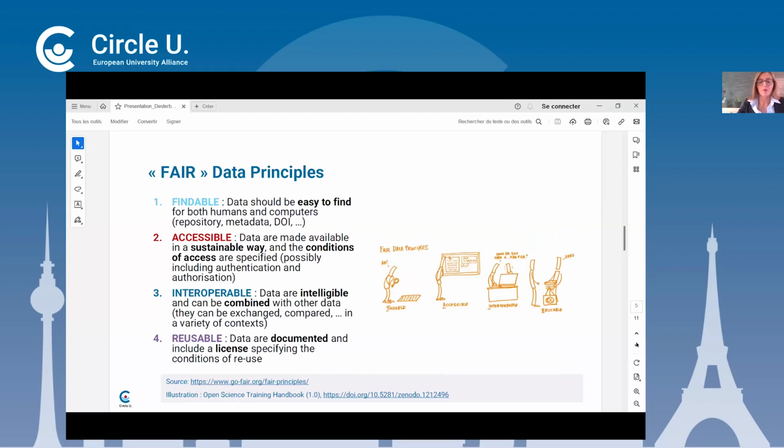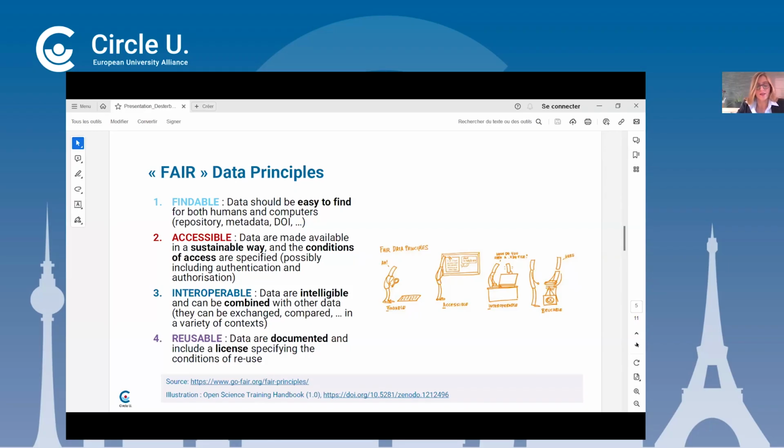In fact, to be useful, open data must adhere to the principles of FAIR data management. FAIR means findable, accessible, interoperable, and reusable. To summarize briefly, findable: the first step in reusing data is to find them. So metadata and data should be easy to locate, both for humans but also for computers. For example, they have to be deposited in a repository with metadata, etc.